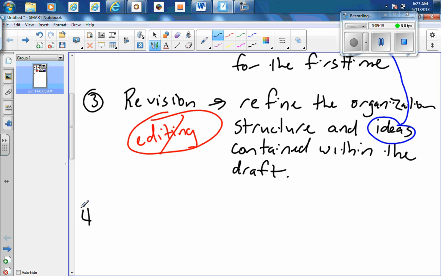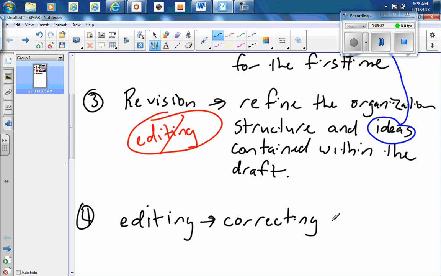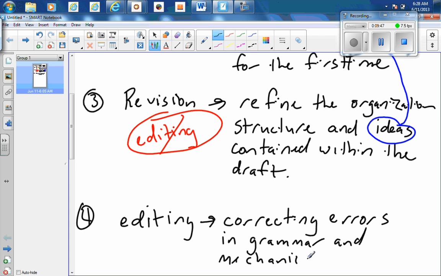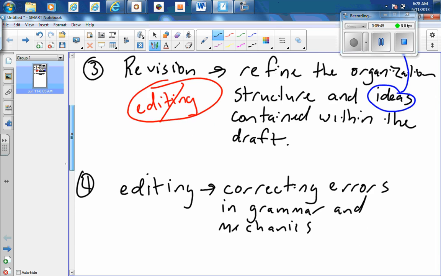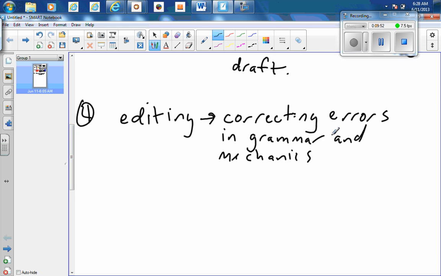Our fourth step. This is the editing. This is correcting errors in grammar and mechanics. This is your traditional thing that we've all gone through.